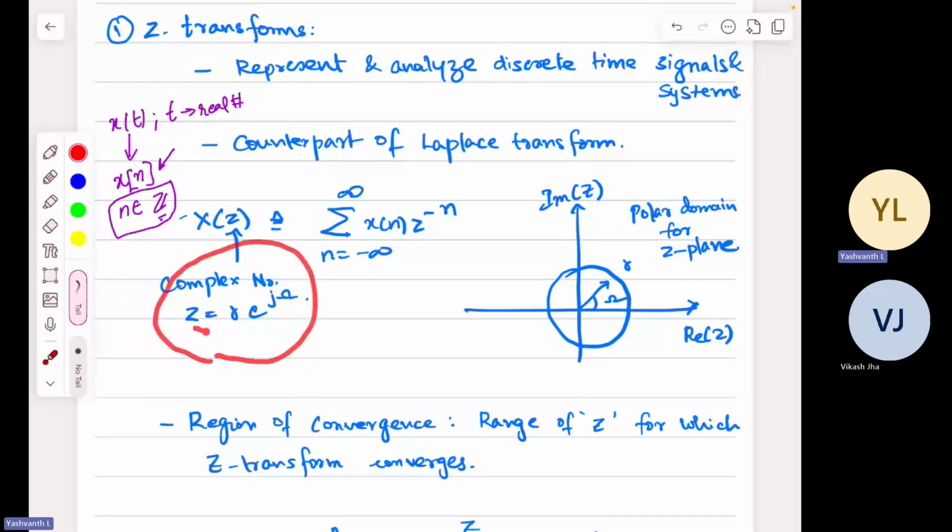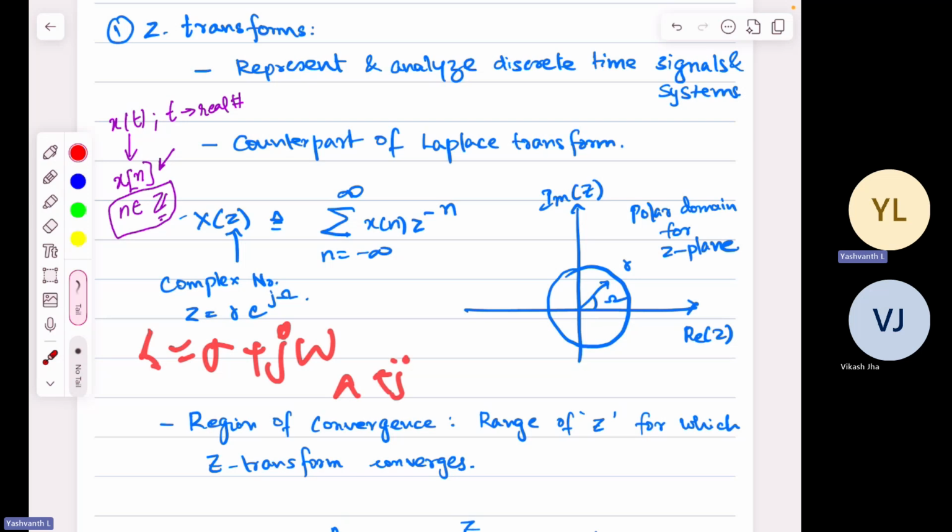Recall that any complex number can be written as r times e power j omega. The difference is that in the Laplace transform, we wrote s equal to sigma plus j omega, in a plus jb Cartesian form. But for the Z transform, we represent the complex number in polar form, where r is the amplitude of the complex number and omega is the angle made by the complex number z on the complex plane. So this is what I'm describing here.